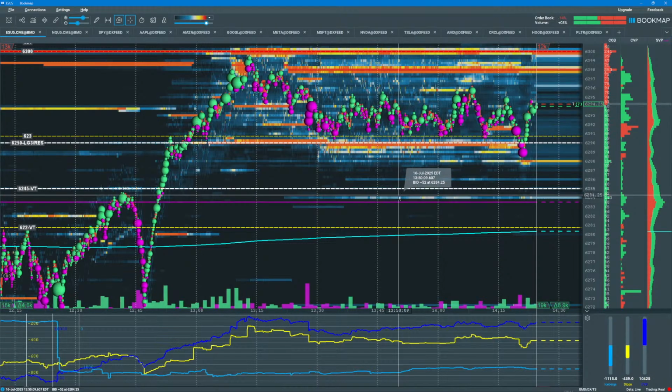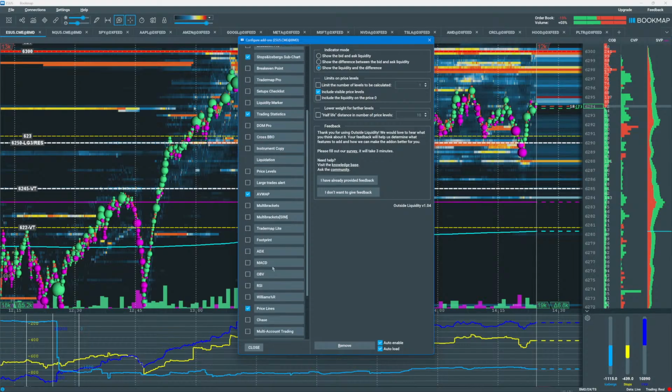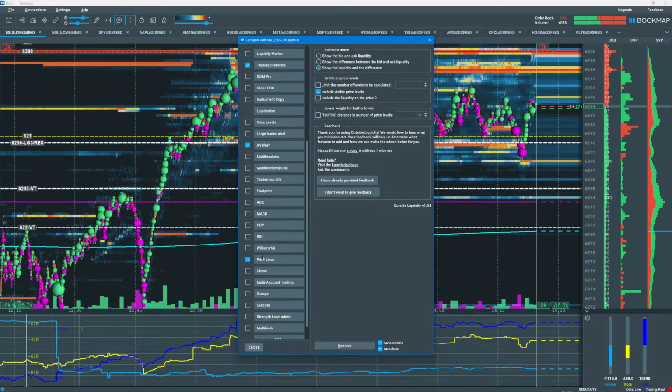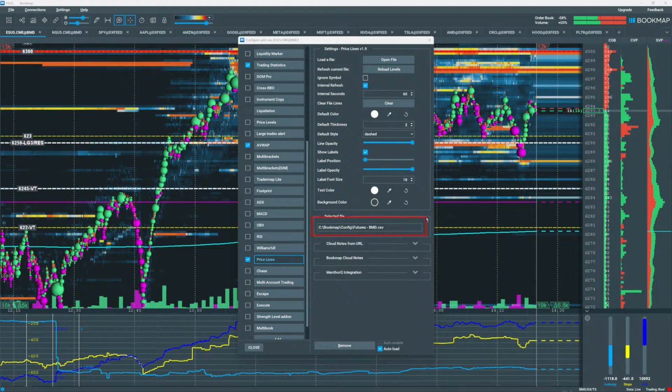All right, the way I show these on Bookmap is I use an add-on called Price Lines. So what this chart is showing is I've pointed to this file, the CSV file, that has all the data for price lines. So that's where I add the information every morning in the CSV file to show these levels.